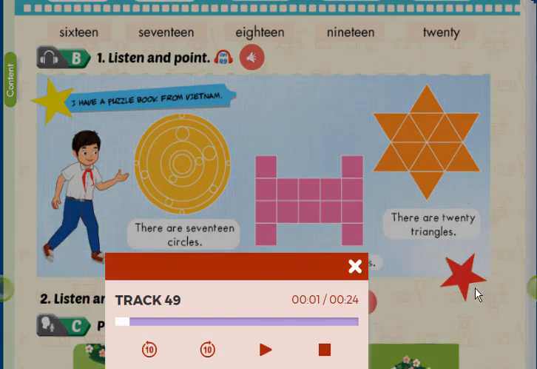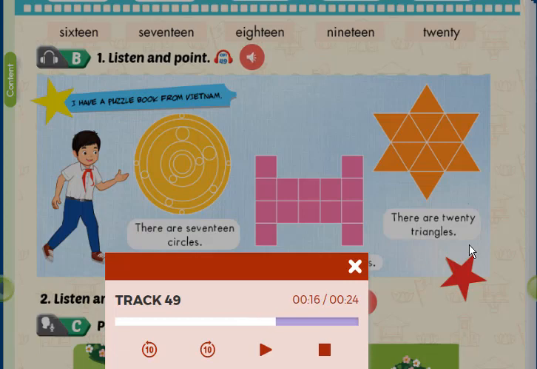B. 1. Listen and point. I have a puzzle book from Vietnam. 1. There are 17 circles. 2. There are 18 squares. 3. There are 20 triangles.